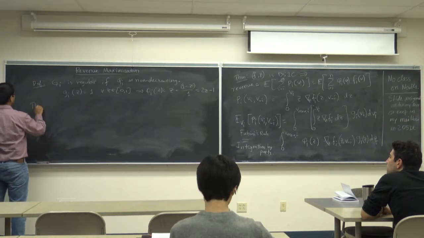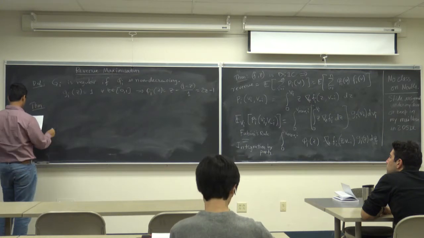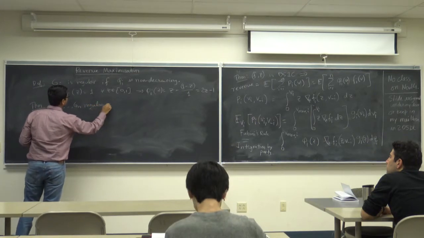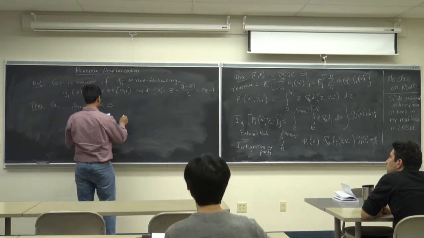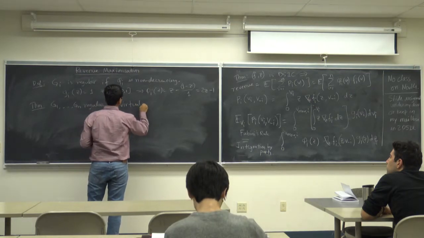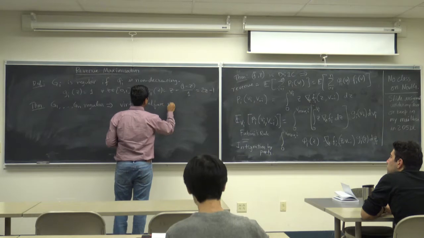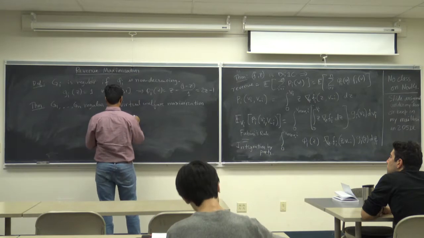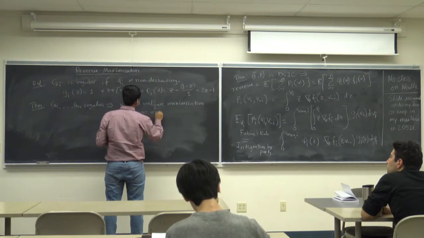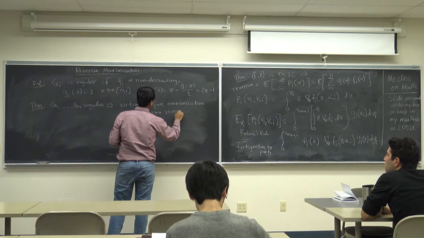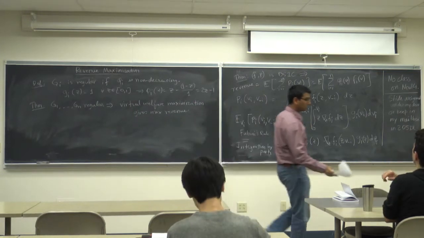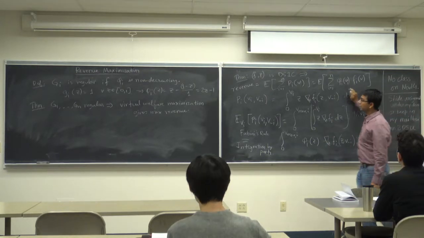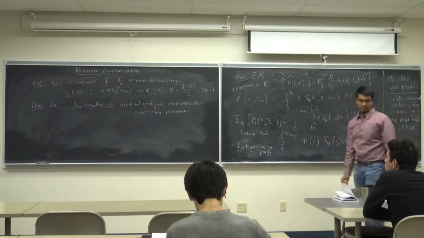And the theorem is: G_1 to G_n regular implies virtual welfare maximization gives max revenue. Okay, so virtual welfare maximization is the same as maximizing the total revenue.